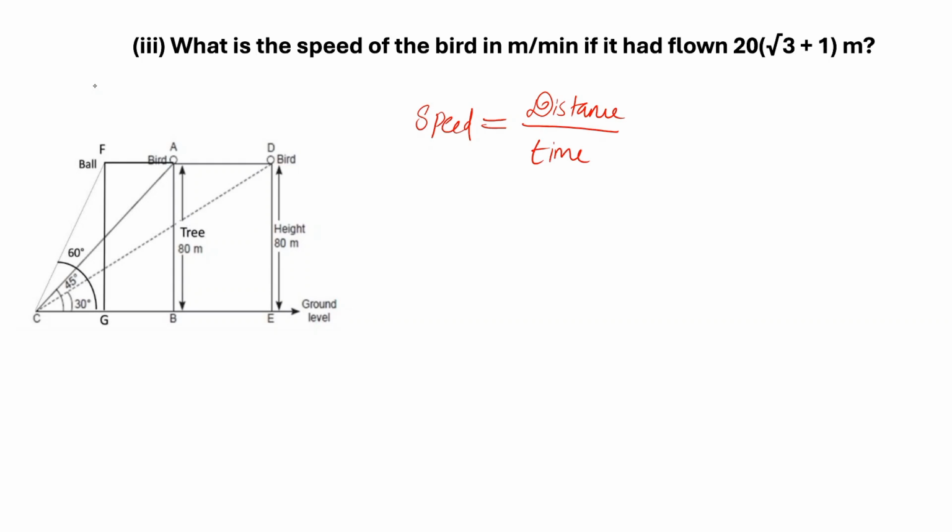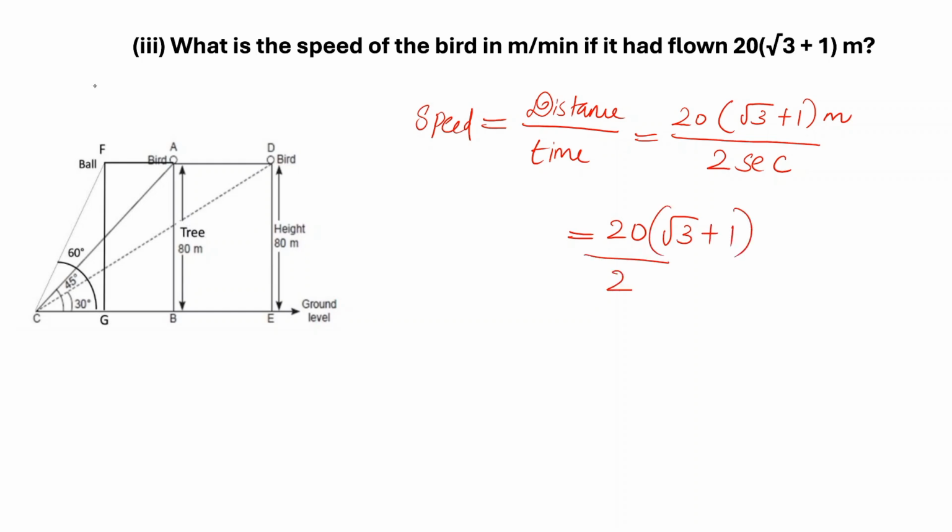Distance over time is the equation for speed, and the distance is given, 20 times root 3 plus 1 meter, and the time is 2 seconds. It is already given in the question, in that paragraph. Okay, but this is meter per second, right? We want the answer in meter per minute. So we have to convert this answer to meter per minute.